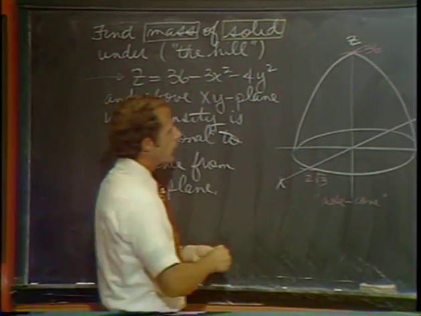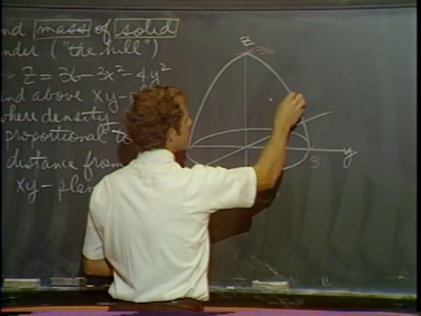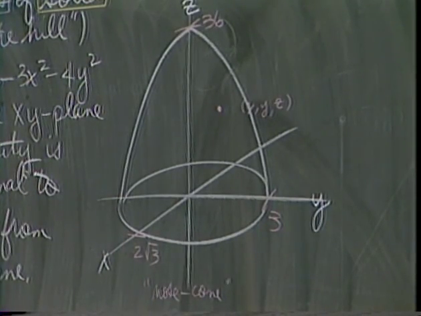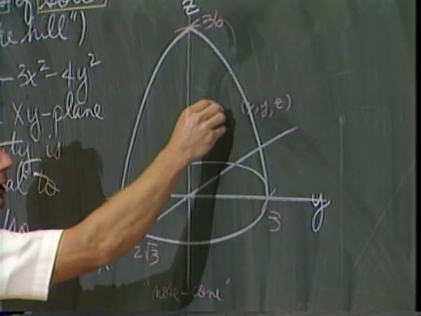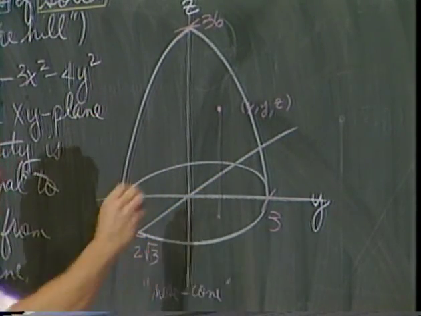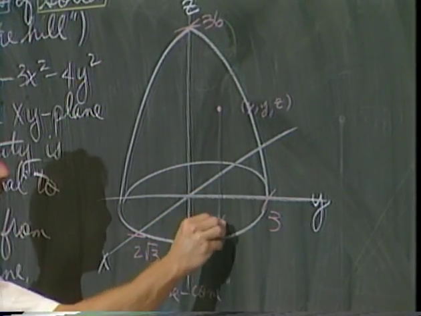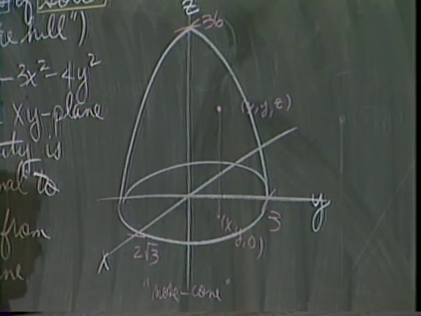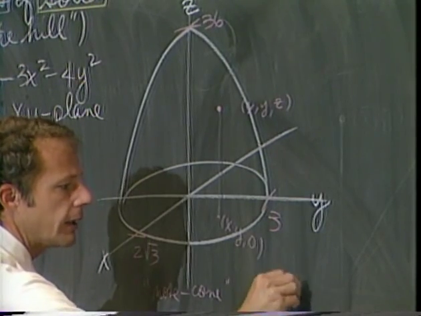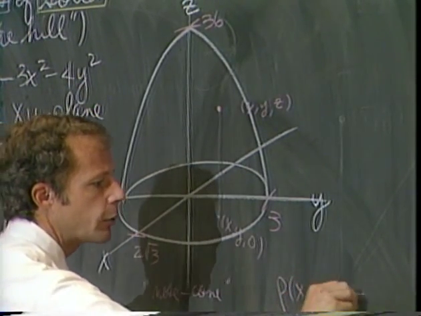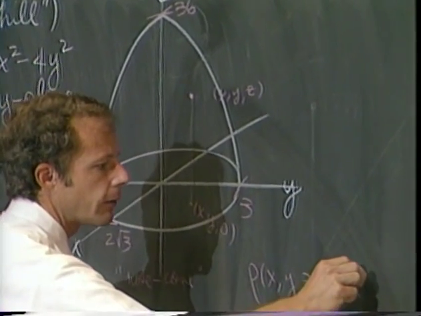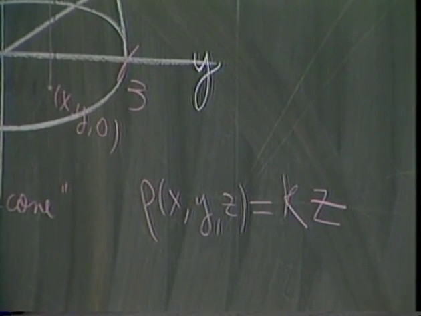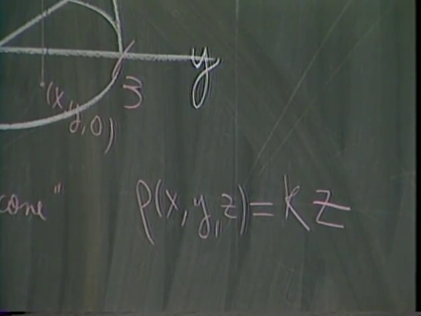And what we're saying is that if you are at some point out here with coordinates x, y, and z, then the density is proportional to distance down to the xy plane. Now that's trivial. Density, now a function of three variables, is proportional to distance from the point to the xy plane. That means z. Z is that distance, the altitude, is what we called it before.